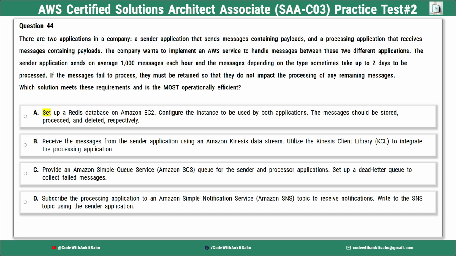Option A. Set up a Redis database on Amazon EC2. Configure the instance to be used by both applications. The messages should be stored, processed, and deleted, respectively.